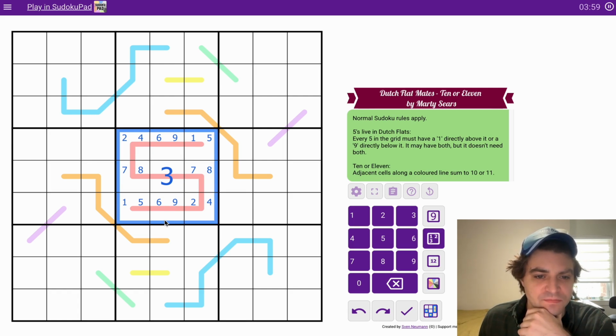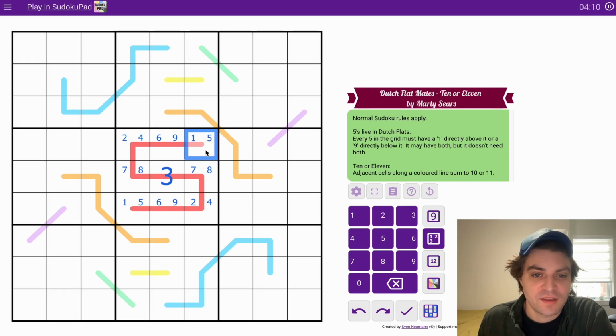Nice. But I think I was saying this earlier. We're probably going to need to exploit the Dutch flatmates rule to figure out whether or not there's a 5 up here or there's a 1 here. And let's figure out how we would do that. Say this was a 5. What would need to happen?